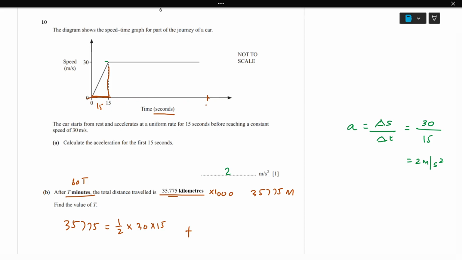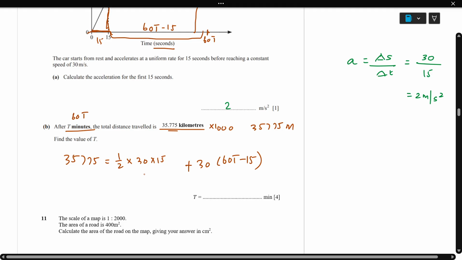So they reached 60t seconds here, so this length is going to be 60t minus 15, and this height is going to be 30. It's a rectangle, so the area is going to be length times width. It's 60t minus 15 times 30, so 30 times (60t minus 15).